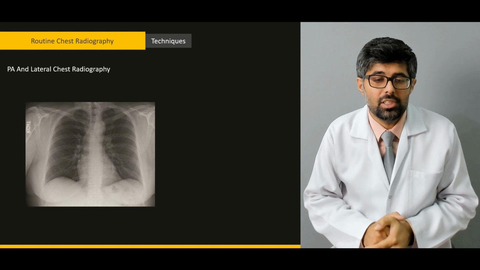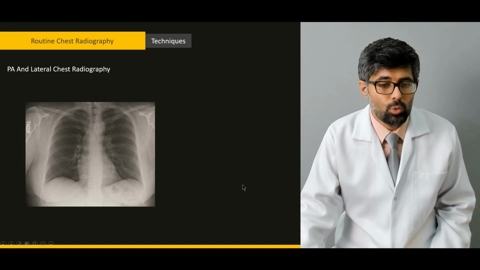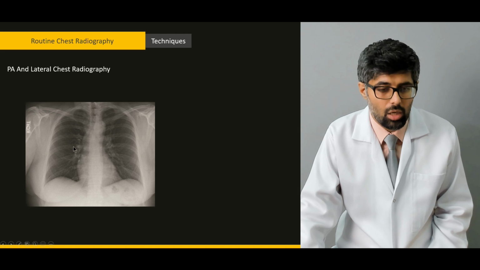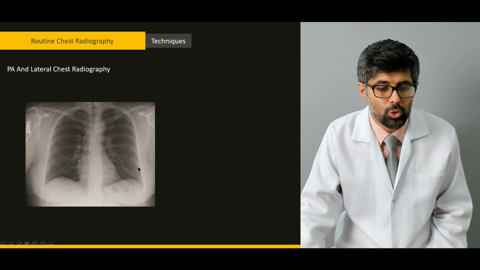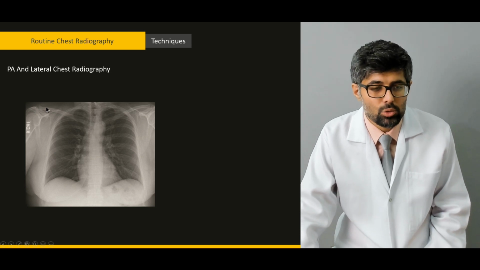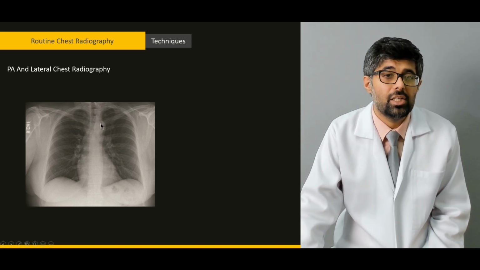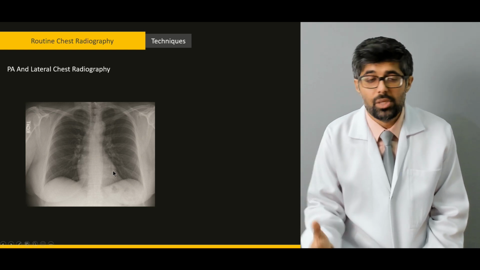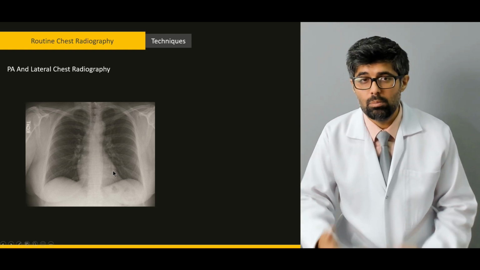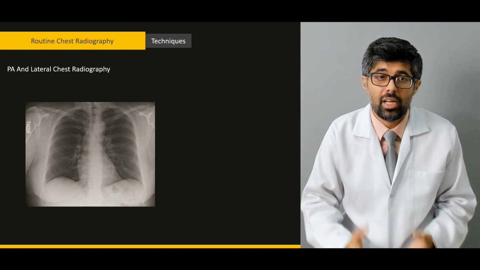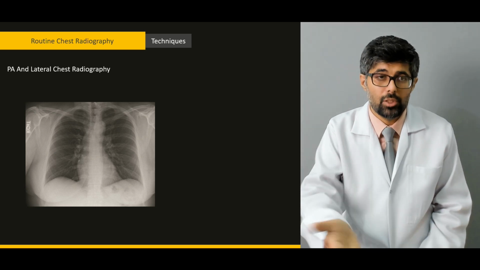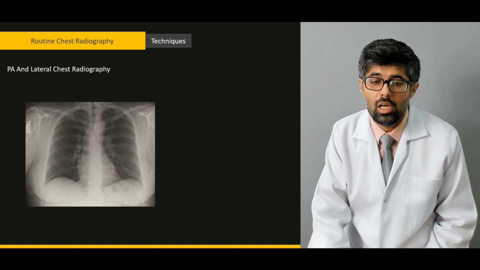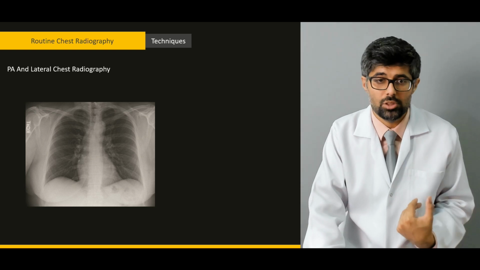The PA view actually looks like this. We have both the lung shadows, the heart shadow, mediastinum, both the shoulders, the diaphragm. So this is a good example of a PA chest X-ray. Now PA stands for posterior anterior. Posterior anterior means that the X-ray enters from behind, the posterior, and leaves from the front towards the radiograph. And in the AP view, it's vice versa.